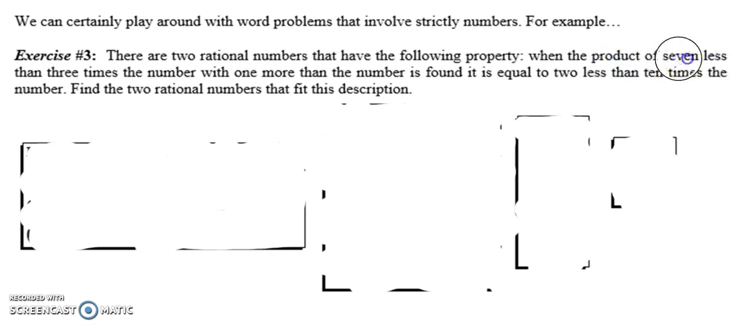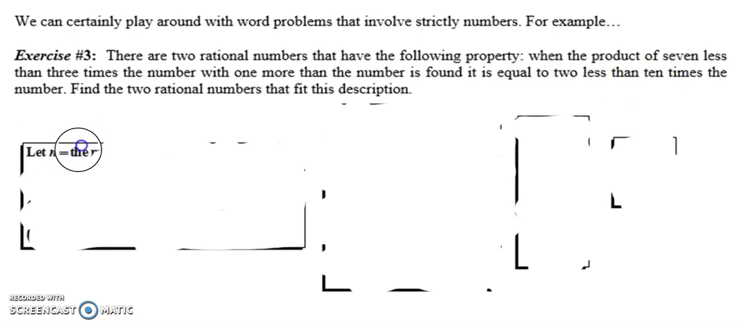The product of 7 less than 3 times the number. So that's one number right there, with one more than the number. So those are the two numbers being multiplied is found, that means equal to 2 less than 10 times the number. So that's a lot of stuff going on here, so I'm just going to help you out.